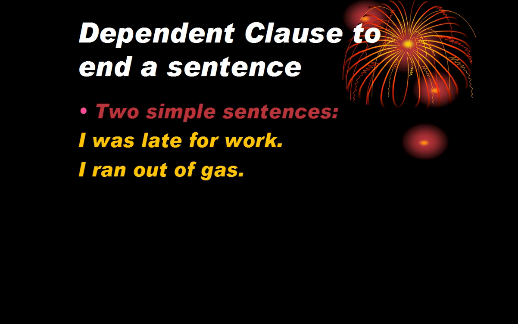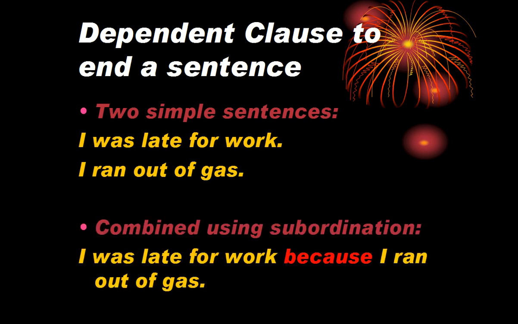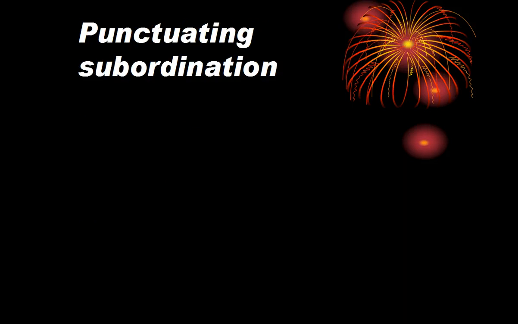Here, I'm going to use the same two simple sentences, but I'm going to put because in the middle of this combined sentence. I was late for work because I ran out of gas. So you can see really you have some options in using these subordinating conjunctions.